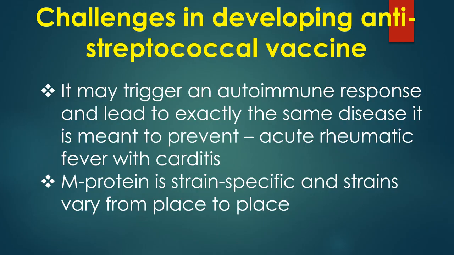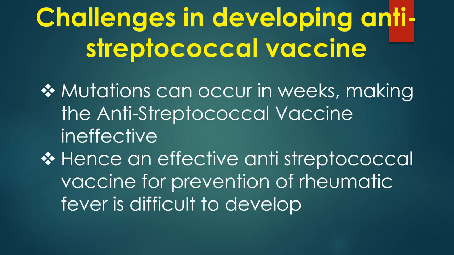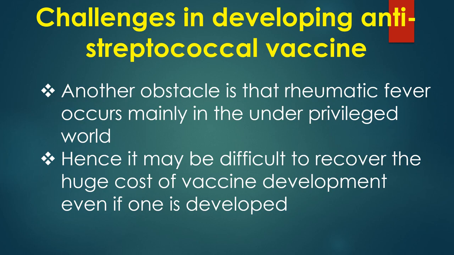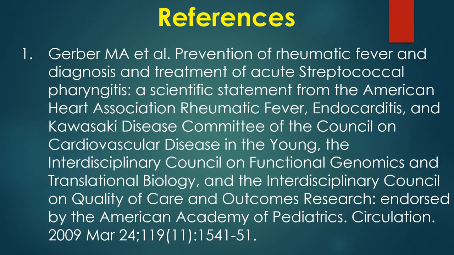M protein is strain specific and strains may vary from place to place. Mutations can occur in weeks, making the anti-streptococcal vaccine ineffective. Hence, an effective anti-streptococcal vaccine for prevention of rheumatic fever is difficult to develop. Another obstacle is that rheumatic fever occurs mainly in the underprivileged world. Hence, it may be difficult to recover the huge cost of vaccine development even if one is developed.